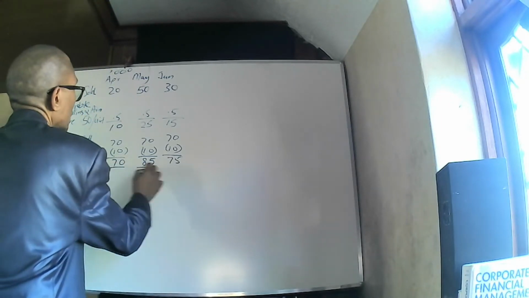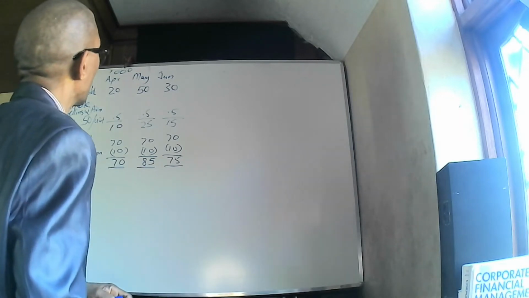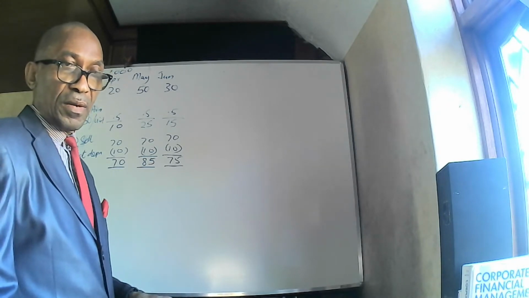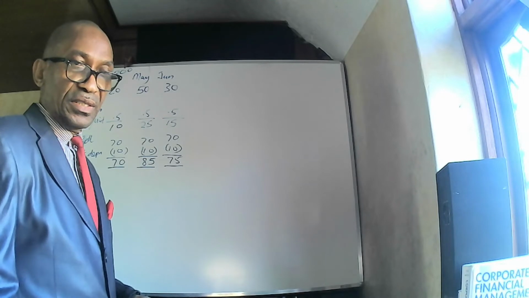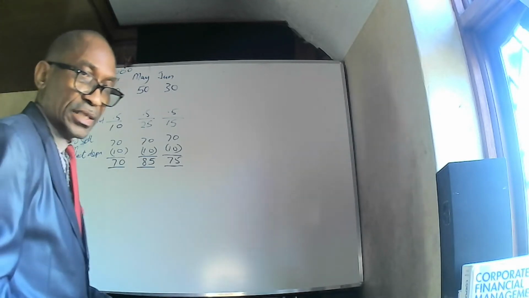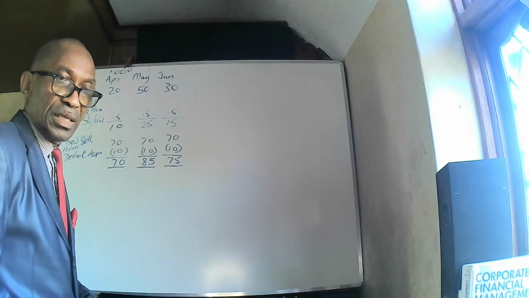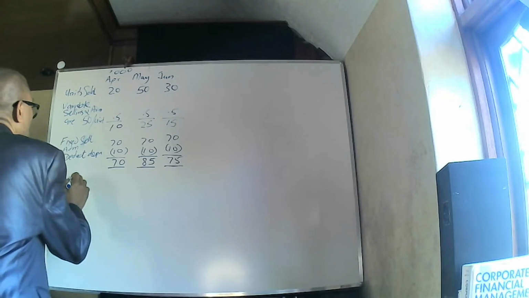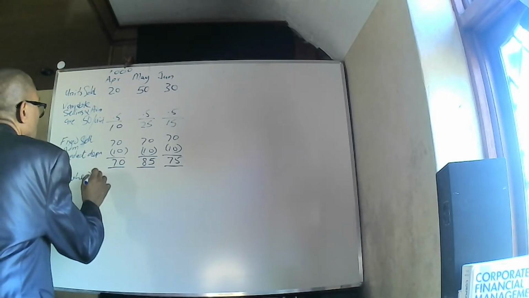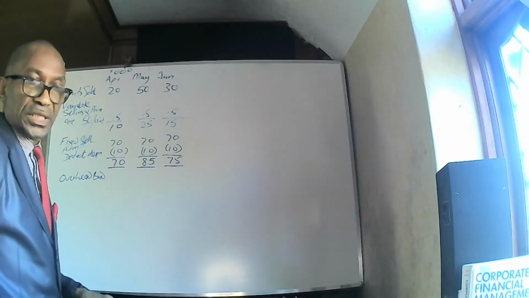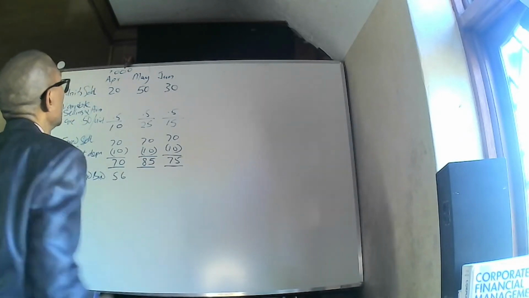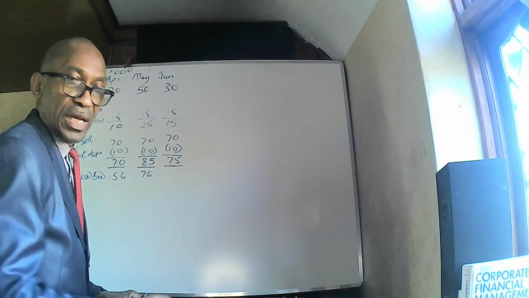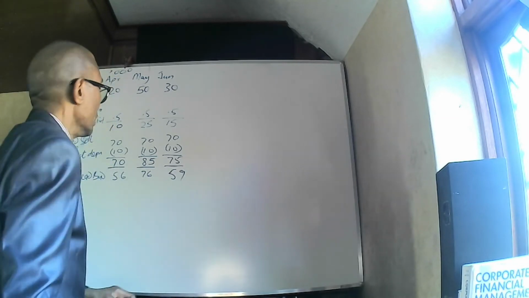So these are the figures I'll be needing to complete my budget. The overhead budget has been given. I spelled those out at the beginning. So the overhead budget is 56 in April, 76 in May, and 59 in June.